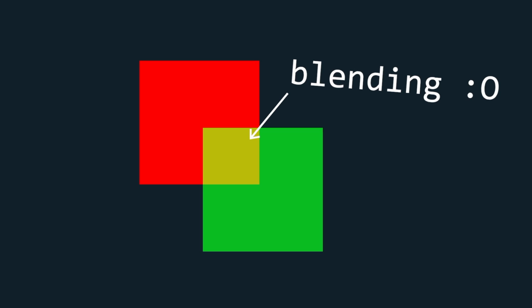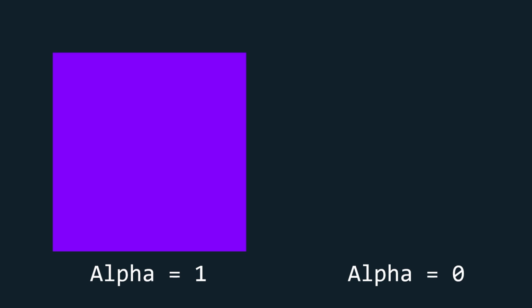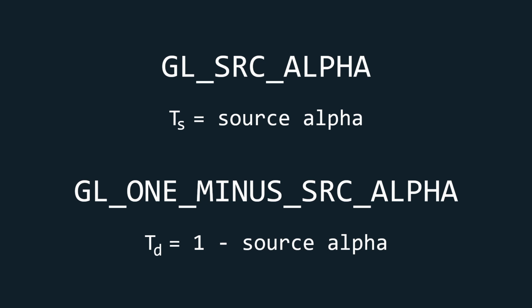Now for a bit of theory. This is the formula OpenGL uses for blending different colors together. All the C terms stand for color, while the T terms stand for transparency, which, in case you didn't know or forgot, an alpha value of 0 is fully transparent and an alpha value of 1 is fully opaque. And then the source color is the color in the fragment shader, while the destination color is the color in the color buffer.